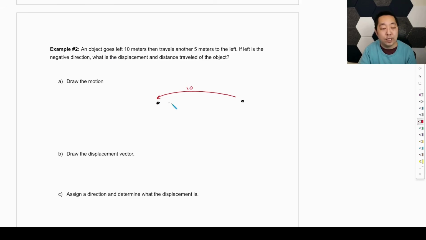And then it's going to go left again 5 meters, say about that much. Again, it doesn't have to be perfect. You don't have to take out a ruler and measure things. You're just getting a rough idea of the motion. So that's drawing the motion there. Okay. Left is the negative direction.